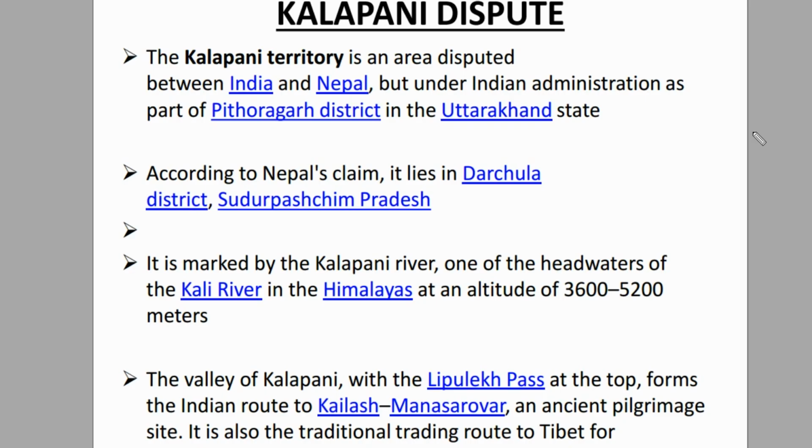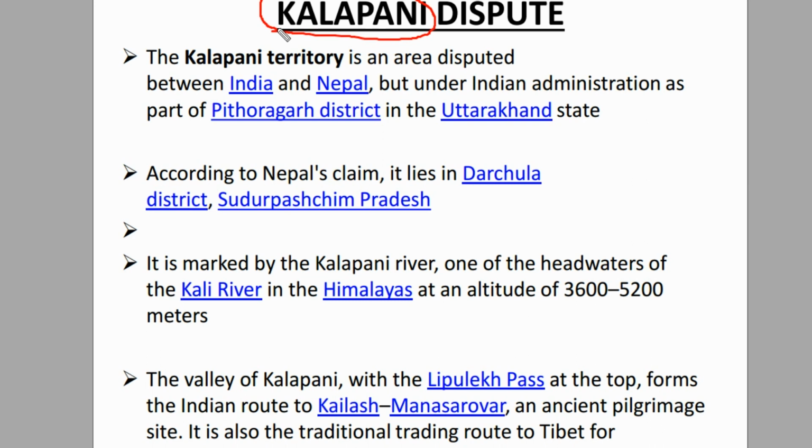Now the story is that India published its new map, because India created 2 union territories out of the state of Jammu and Kashmir with the act. After that India published an updated map of India. That updated map included Kalapani Territory. Kalapani Territory lies in Uttarakhand according to India, and according to Nepal it is part of Nepal's territory.